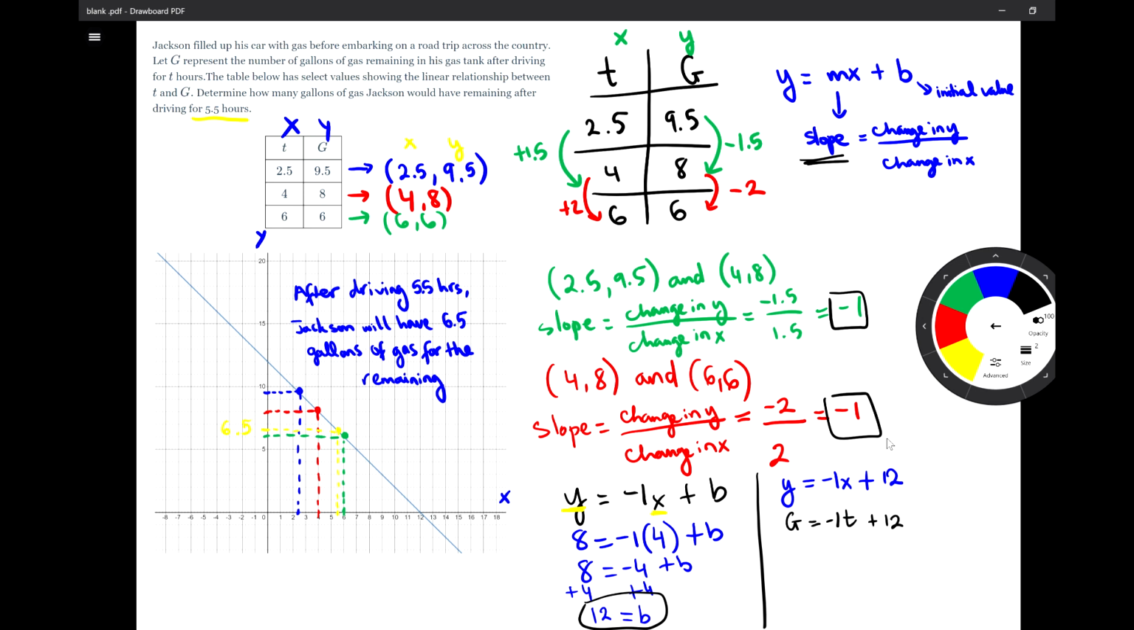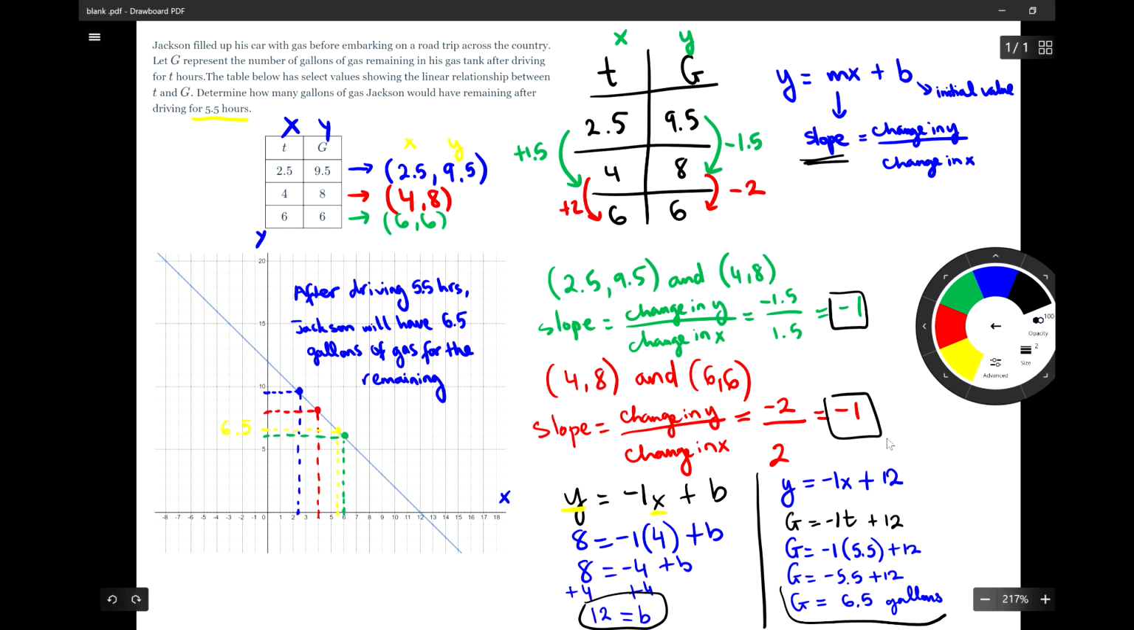And then next, I will answer the question from the problem. Determine how many gallons of gas Jackson would have remaining after driving for 5.5 hours. So I do have the time, which is 5.5 hours. What I do is I take g equals -1 times my t, which is 5.5, plus 12. And I evaluate it from here. So g equals -5.5 plus 12, and g equals 6.5 gallons of gas.